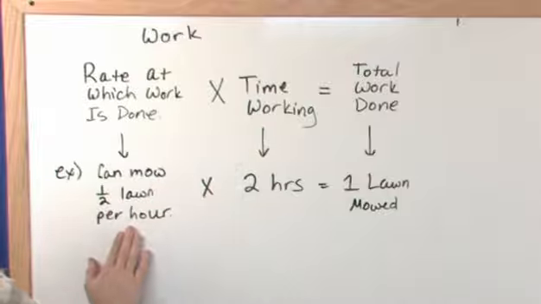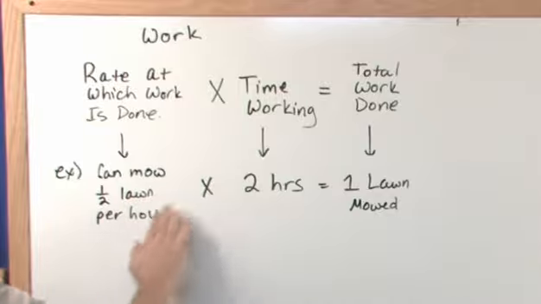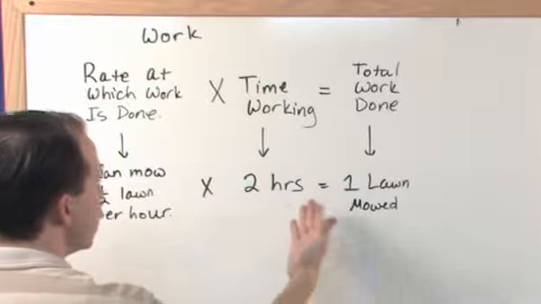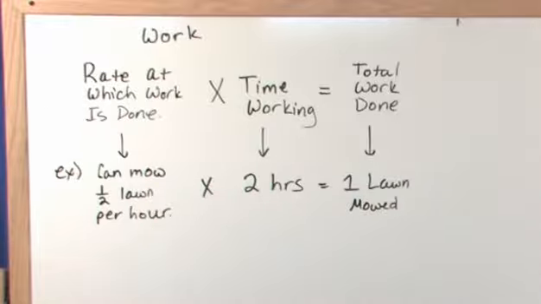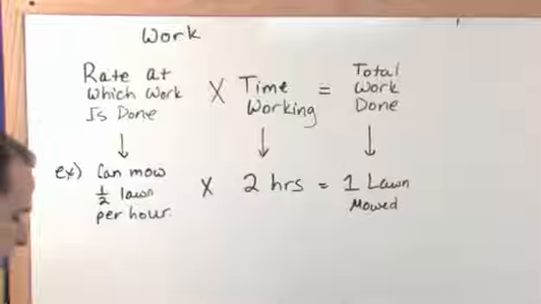If I can mow 1/2 of a lawn every single hour, but I push the mower for 2 hours, then it makes sense that I'm going to actually mow 1 lawn in that period of time. Okay, so those are the basic ideas. So our first problem is going to use everything that we've talked about right here, and it goes something like this.